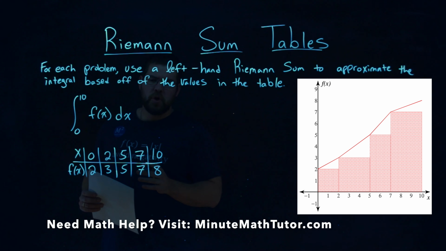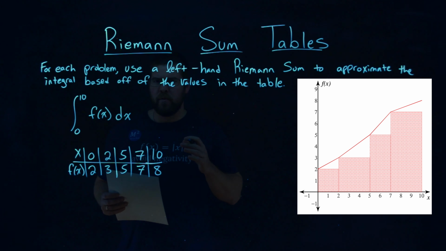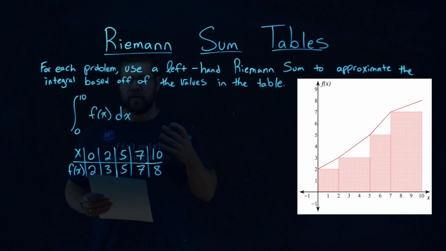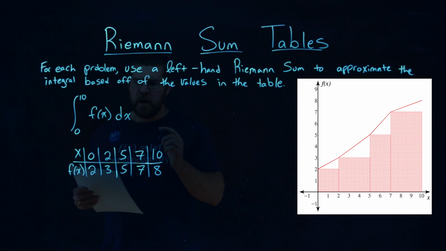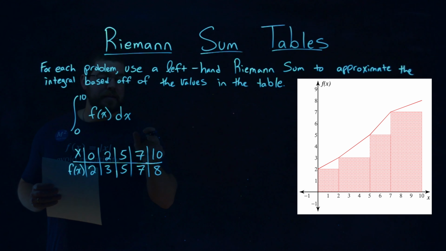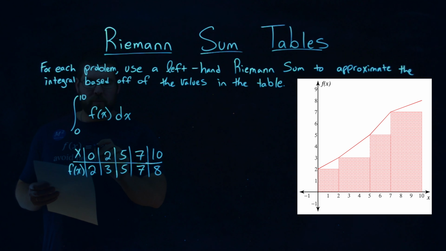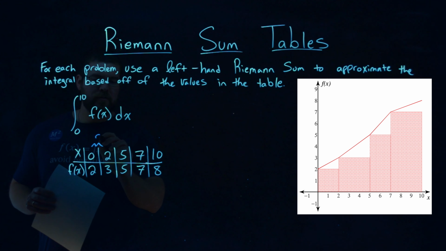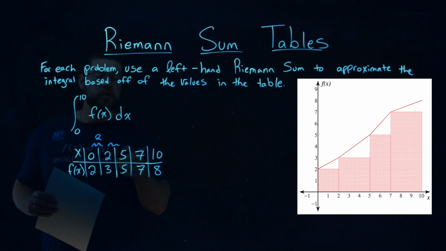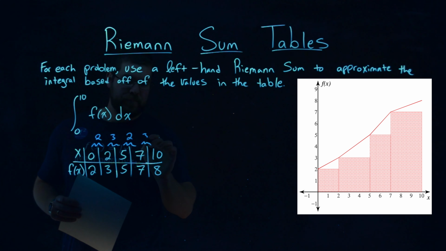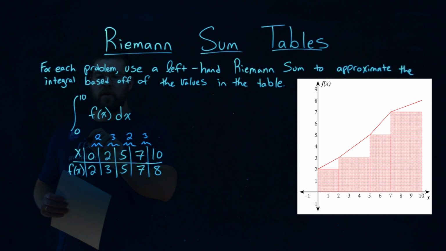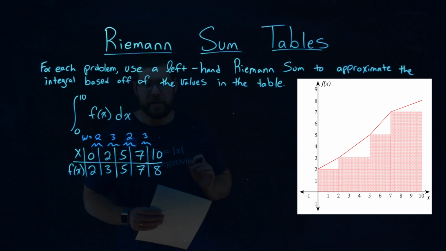Okay, so we were given the table here, and the first thing I'd like to do is figure out the width of each one of our rectangles. So I find the width between each one of these x values. The width between 0 and 2 is just 2. The width between 2 and 5 is 3. Between 5 and 7 is 2, and 7 to 10 is 3. Okay, so these are the widths we'll be dealing with.